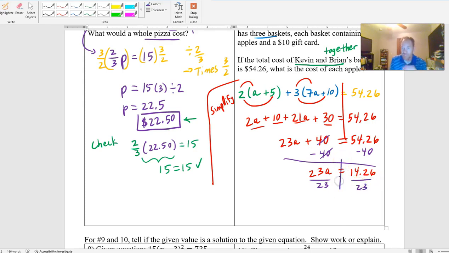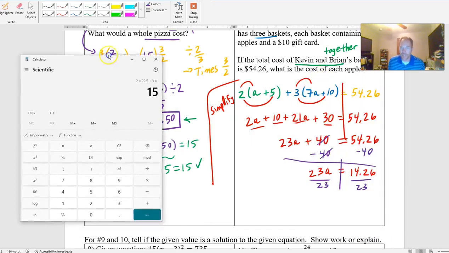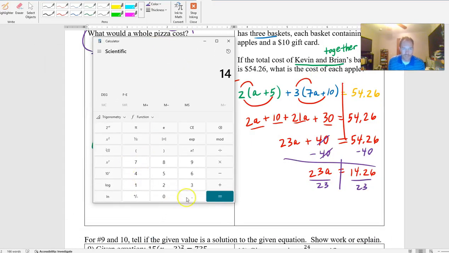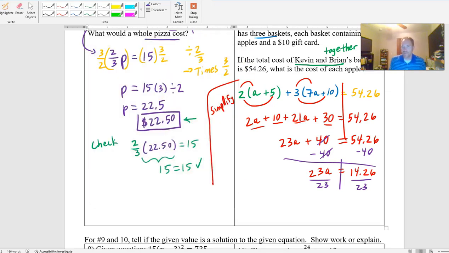And so what's 14.26 divided by 23? I got it written down, but let's check on the calculator here. 14.26 divided by 23. That gives us 62 cents. That matches my cheat sheet. So each apple, that's what we're supposed to figure out. Each apple is worth 62 cents. All right, I guess I can write it out like that. Each apple is worth 62 cents.